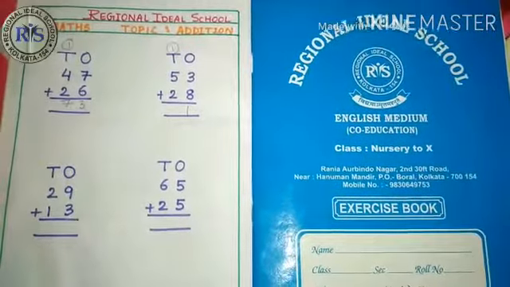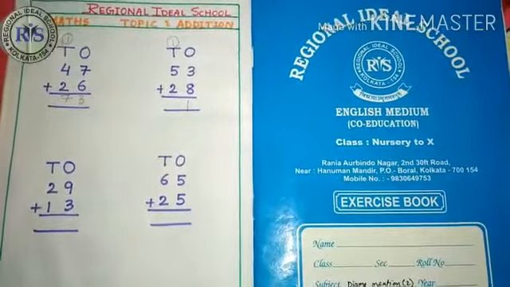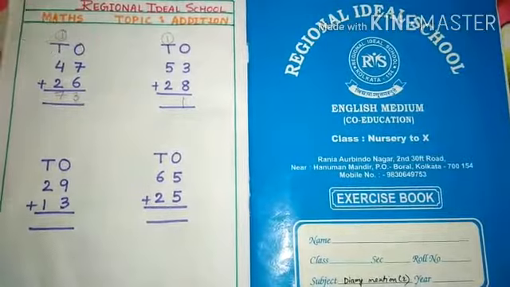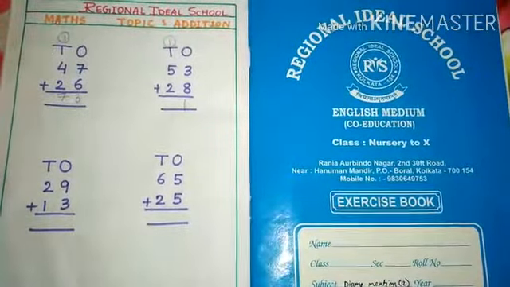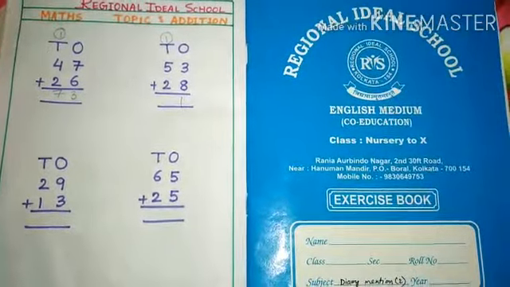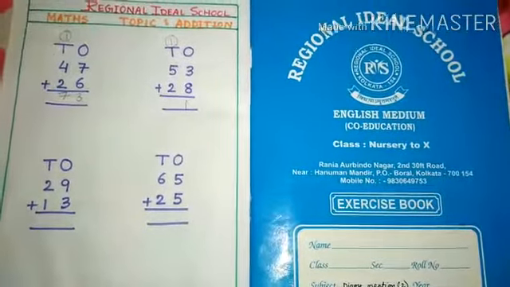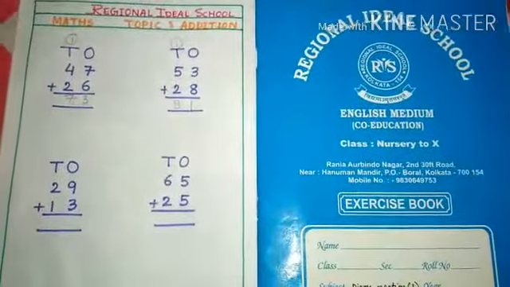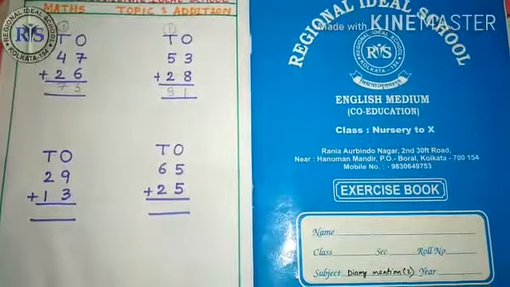Now, I am going to add the tens digit. In the tens digit, we have 5 and 2. If we add 5 and 2, we will get 7. And 1 is carry forward. So, you have to add 1 with 7. We will get 7 plus 1 is equal to 8. So, write here 8. That means 53 and 28 makes 81.